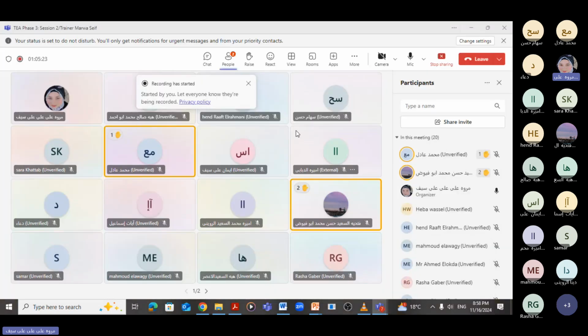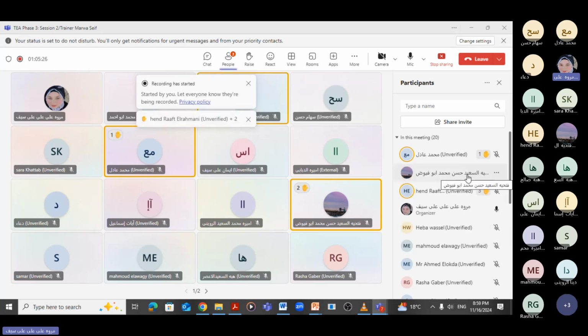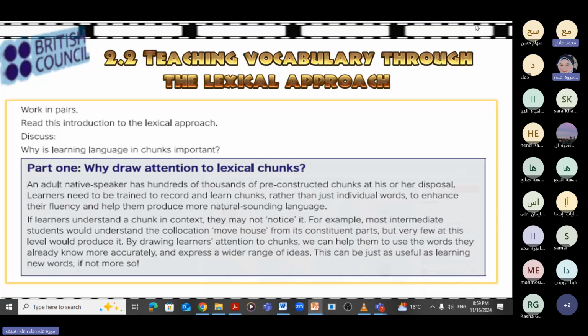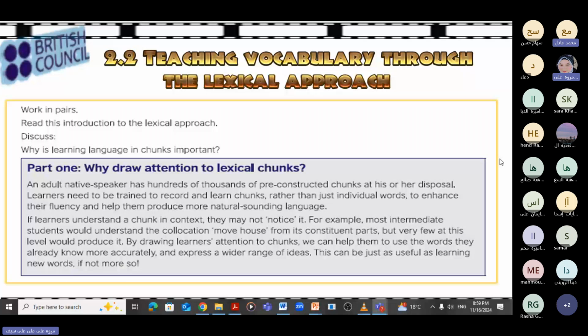Are you raising hands for this activity or from the last one? And Miss, for this activity. Okay, go ahead. You can answer this question. Yes, learning language in chunks is important because it enhances fluency and helps learners to produce more natural sounding language. Perfect. Okay, thank you.